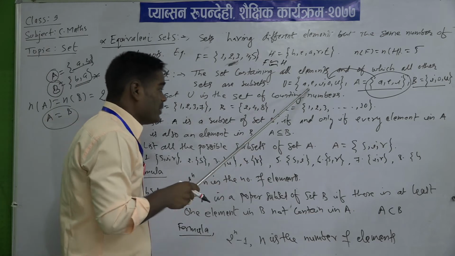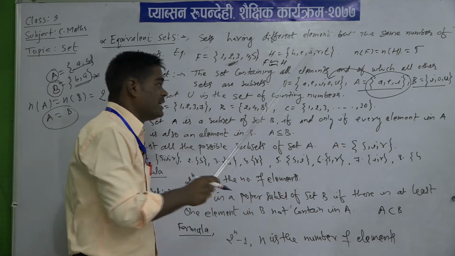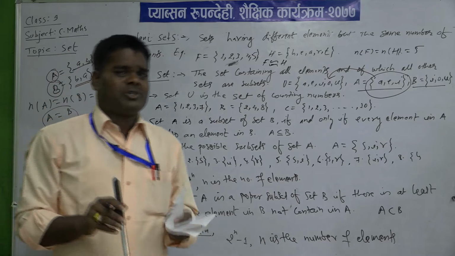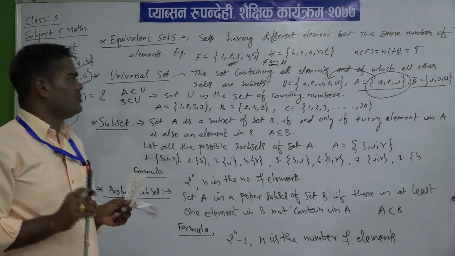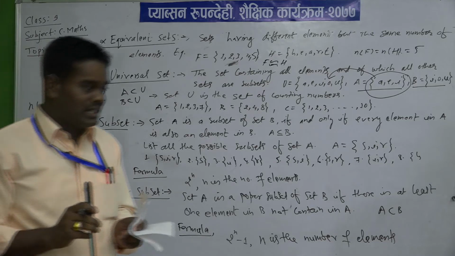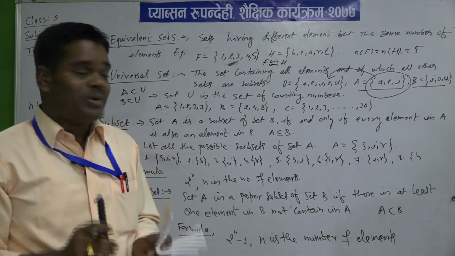This is one way. For example, if you take the universal set as the number of students in a class, we can take the number of students in any class as a universal set. So whatever subsets are found there, they all lie in the universal set.